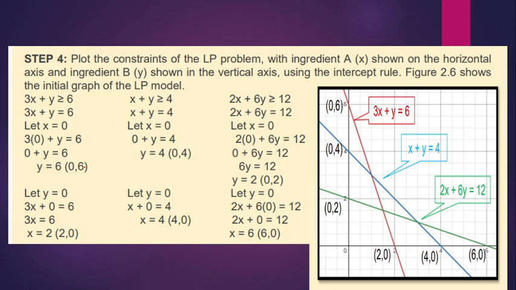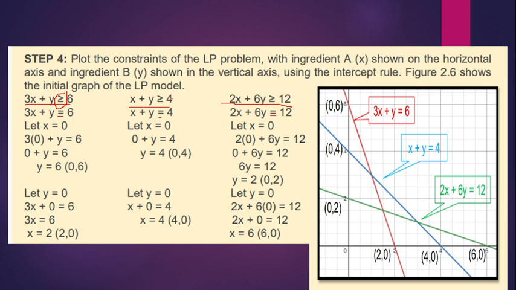So now, let's graph the structural constraints from our table. Class, take note, if you are going to graph a linear inequality involving two variables, you need to rewrite the inequality into an equation. So this is our three inequalities. The inequality greater than or equal to, just rewrite into equation. Then after that, use the intercept rule.